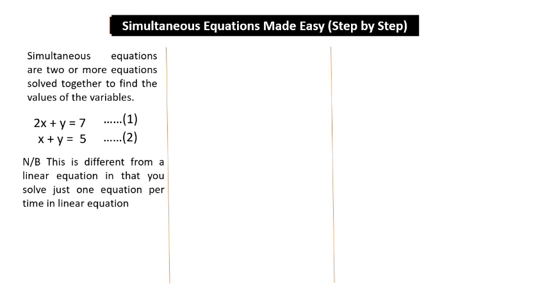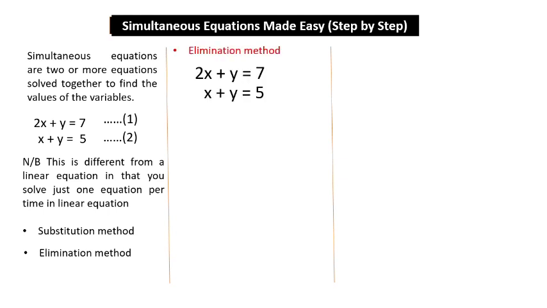Then there are two major ways that are used in solving simultaneous equations. We have what we call the substitution method, and then we have what we call the elimination method. In this video, I'll be using these two methods to solve the simultaneous equations before us. With either method, you arrive at the same answer. Now let's start with the elimination method.